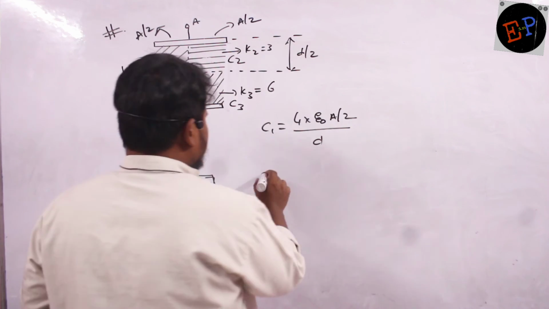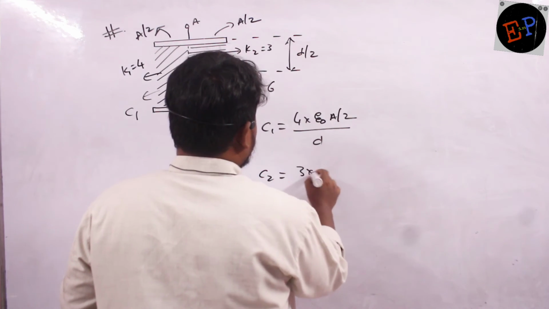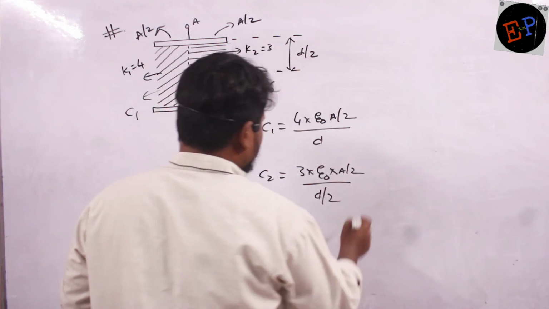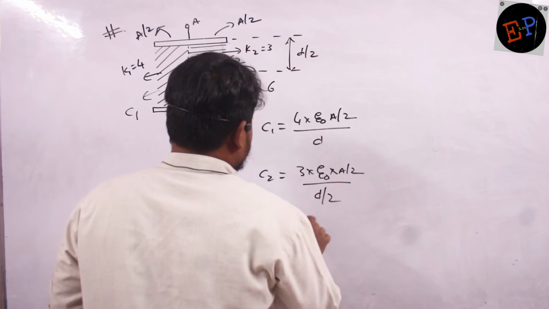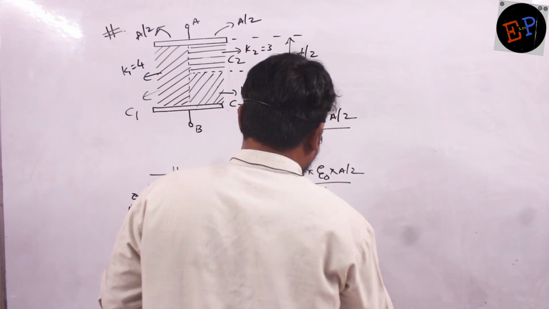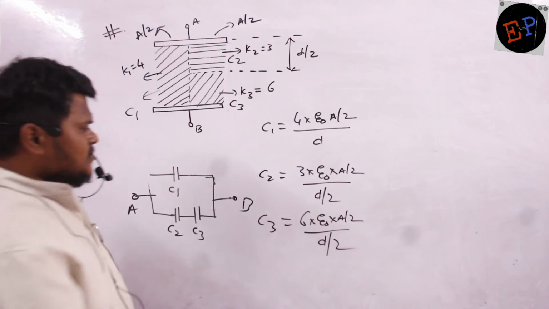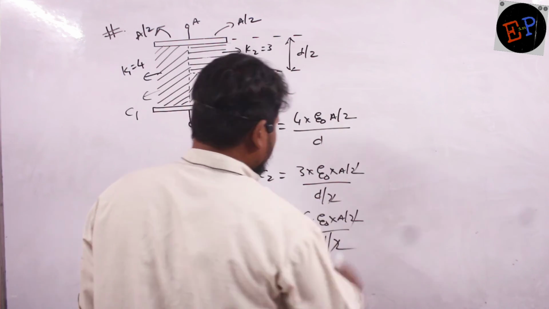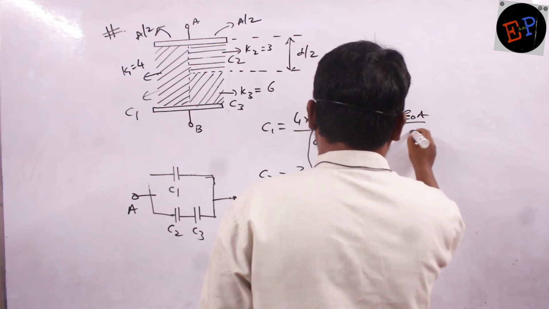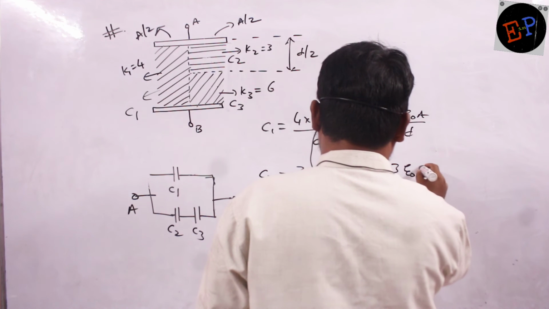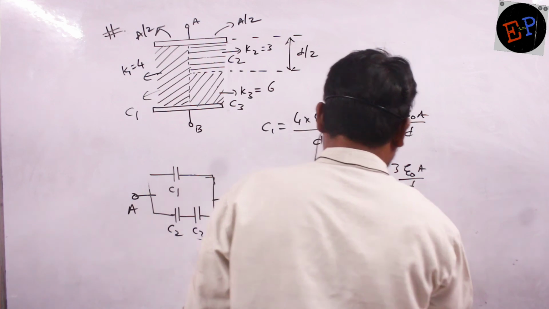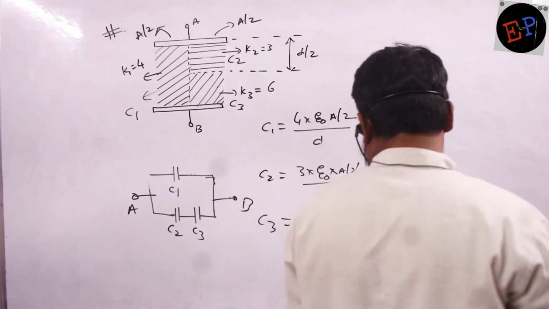C2 value is 3 epsilon naught. It is covering only half of the area, and the distance is also half. C3 is 6 epsilon naught. Area is half, distance is also half. So therefore the 2 gets cancelled. So this is 2 epsilon naught A by d, this is 3 epsilon naught A by d, and this is 6 epsilon naught A by d. Clear, no? So which ones are connected in series?